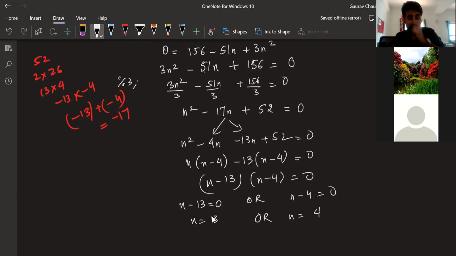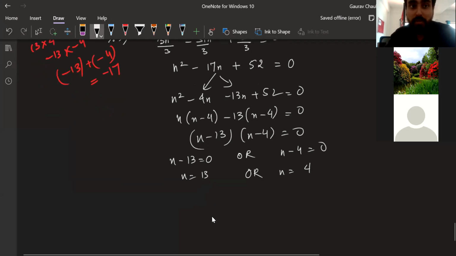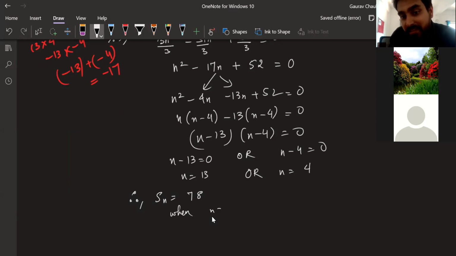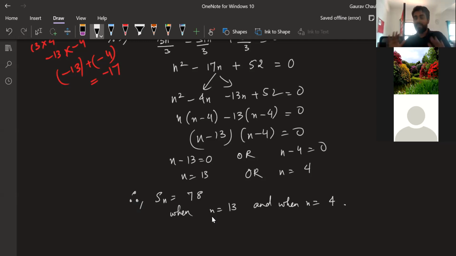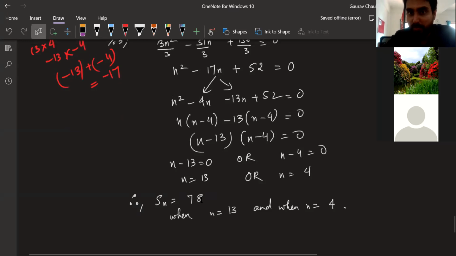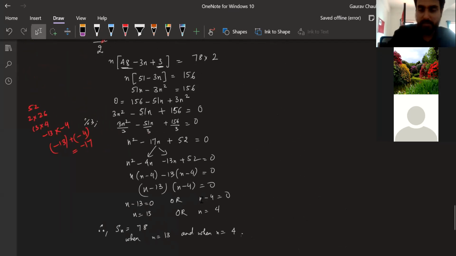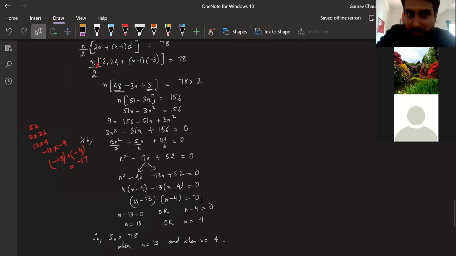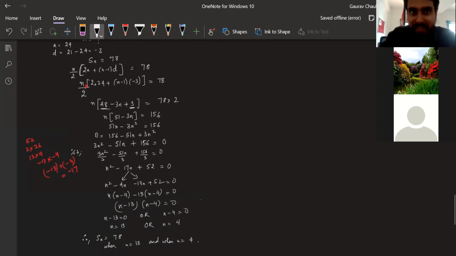Now the interesting part is both of these answers are positive. So both of them can be the number of terms. Therefore, sum of n terms is equal to 78 when n is equal to 13 and when n is equal to 4, because both answers can be accepted. Now, what happened throughout this question? Okay, I know I did it in a bit of a hurry, but I want you to pay attention to what happened in this entire question.